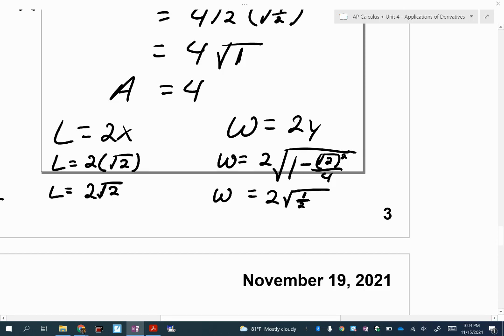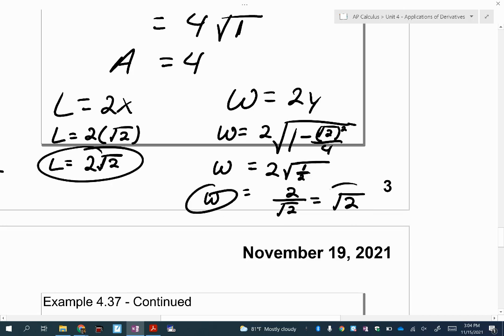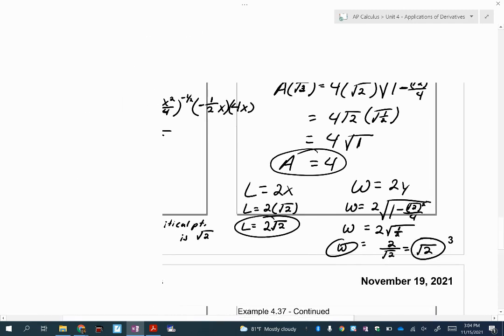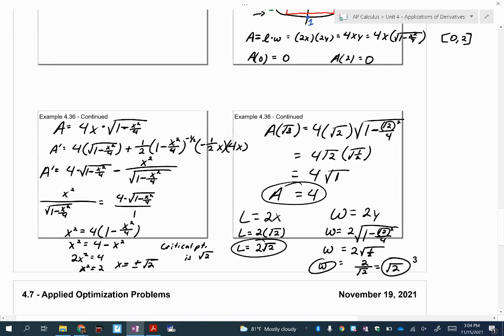All right, and let me make that a little nicer. The square root of 1 is 1. So that's 2 over the square root of 2, which if you wanted to rationalize the denominator, would be 2 square roots of 2 over 2, which is just the square root of 2. So here's my length, and here is my width. Okay, and my maximum area is 4 square units. Are there any units here? Nope, it's 4 square units. Okay, so there it is. That's the whole problem for maximizing this area of an inscribed rectangle inside an ellipse.